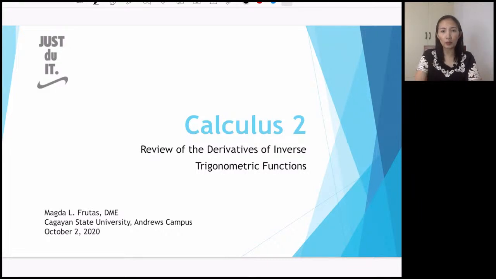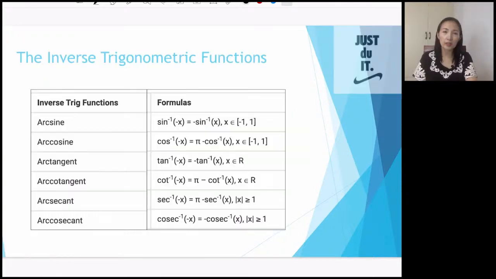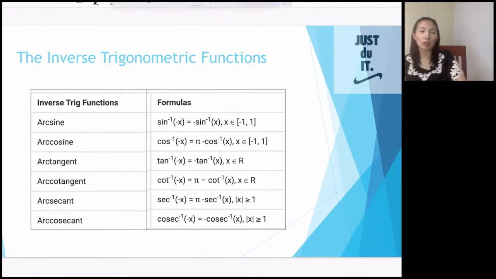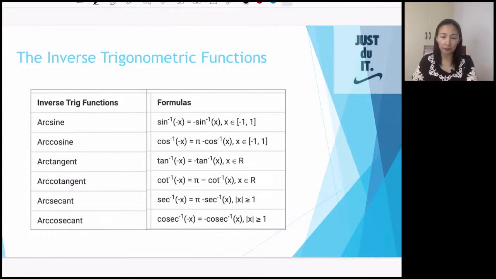This morning, we will study the derivatives of inverse trigonometric functions. The basic trigonometric functions are sine, cosine, tangent, and the reciprocal functions secant, cosecant, and cotangent. The inverse trigonometric functions are arcsine, arccosine, arctangent, arccosecant, arcsecant, and arccotangent.